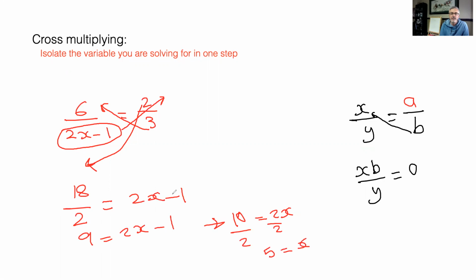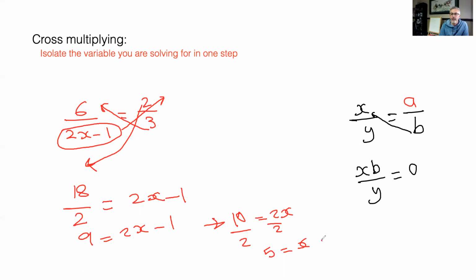Double check if we put the 5 there. 2 times 5 is 10, minus 1 is 9, 6 over 9 reduces to 2 over 3, so checked. Again, one more time, 6 over 2x minus 1 equals 2/3. We want to isolate the x, but I have to move everything together from here, and the 2x minus 1 is on the bottom, so we need to get it on top. It crosses the equal sign and goes to the top where the 2 is. At the same time, the 2 will go where the 2x minus 1 was, and the 3 will cross from the bottom to the top of the other side of the equal sign, to where the 6 is, and that's what we end up with.